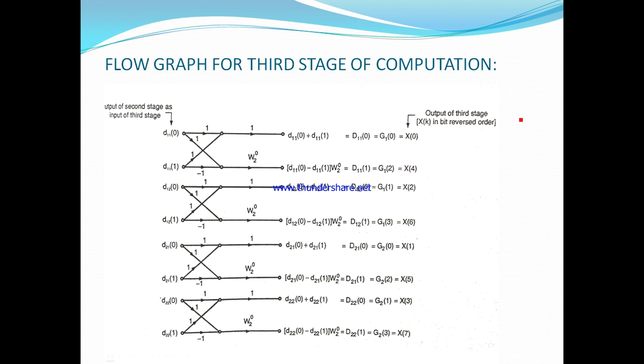Because the output of the third stage should be in bit reversed order. The same procedure is continued for all the other 2-point DFTs. So we will get X of 0, X of 4, X of 2, X of 6, X of 1, X of 5, 3 and 7. So in the DIF FFT algorithm, the input is given in normal order, but on the output side we are getting the bits in bit reversed order.